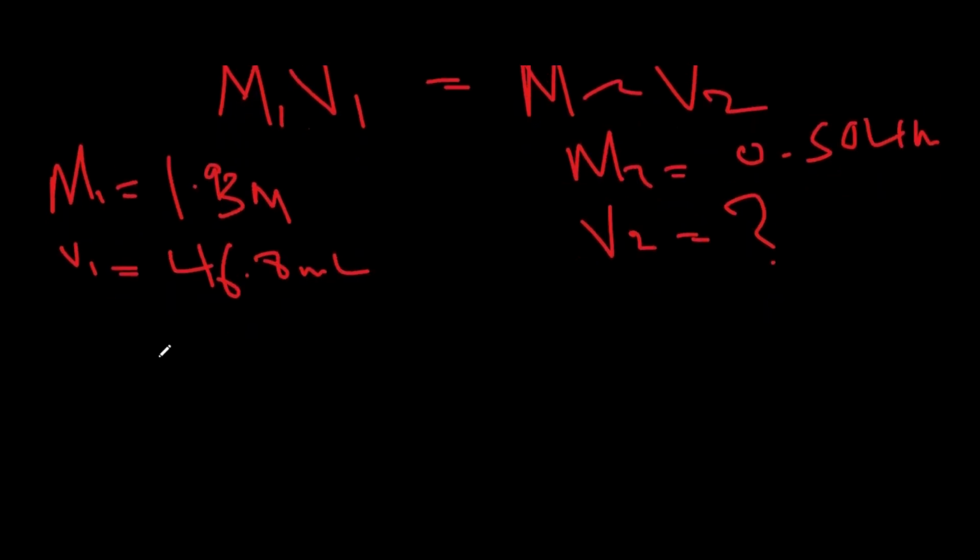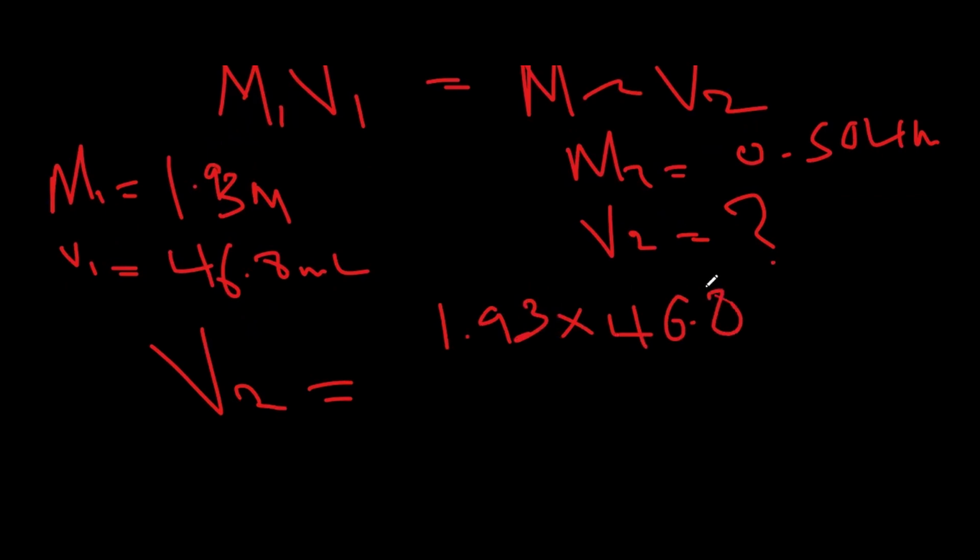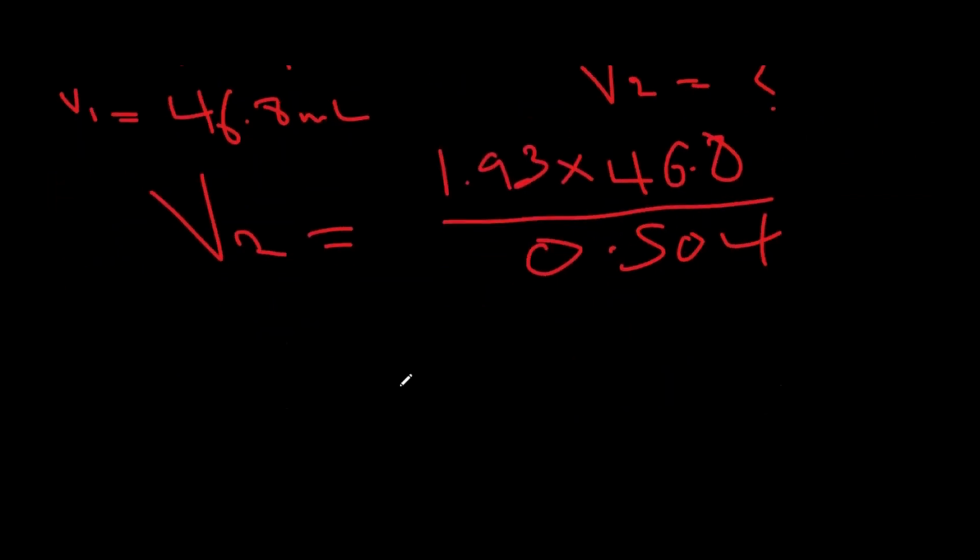So if we make V2 the subject of the formula there, it means I'm going to have M1 V1 divided by M2. So my M1 will be 1.93 multiplied by the volume, which is 46.8. And then I'm dividing all this by my M2, which is 0.504. So when I divide this, I get my final volume there. So what does this value give me? You can punch it on your calculator. On my calculator here, it's showing me a 179 somewhere.